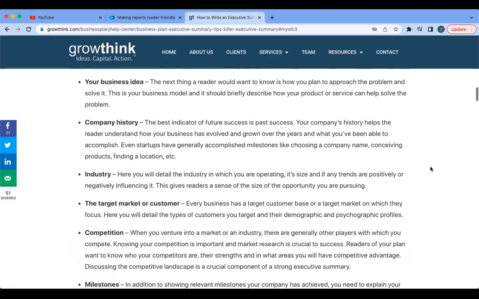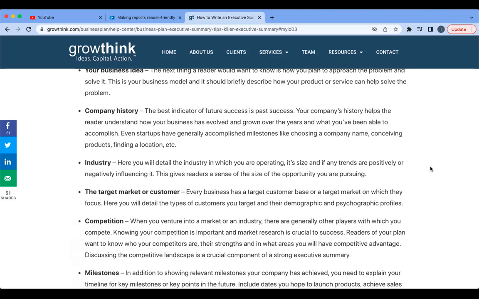The next component within the executive summary is a little bit of company history. The best indicator of future success is past success. Your company's history helps the reader understand how your business has evolved and grown over the years and what you've been able to accomplish. Even startups have generally accomplished milestones like choosing a company name, conceiving products, finding a location, and so on.